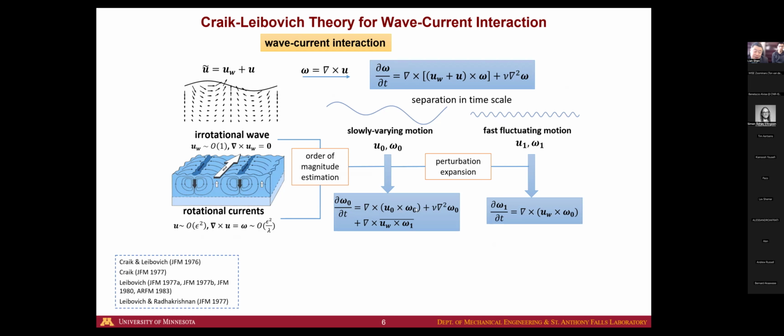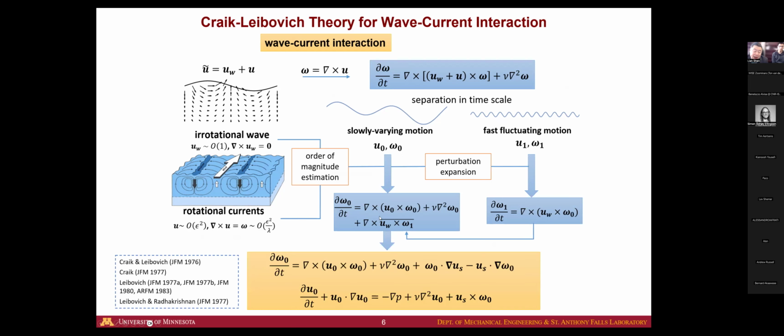obtain the governing equation for the slowly varying motion and also the fast fluctuation motion, with some high order terms discarded. And then that can be plugged back into the slowly varying motion, and eventually got this governing equation for the vorticity in the slowly varying time scales. And from there, it goes back to the velocity. So if we compare this velocity governing equation to the NS equation, then what is shown here is this extra term that represents this wave effect, called the vortex forcing term.